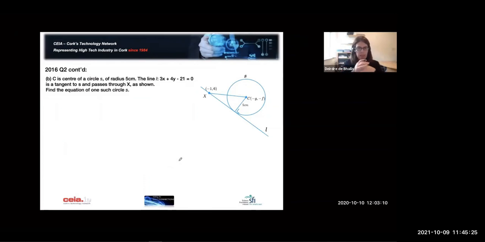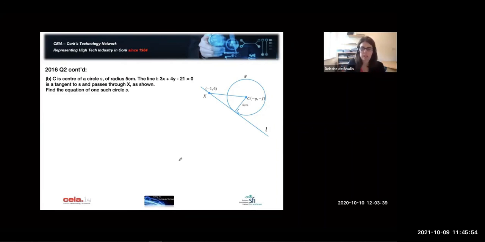So what are they asking for part B? They're saying C is the center of a circle S, and it's got a radius of 5 centimeters. They've introduced the line L here, and they're telling us that it has the equation 3x + 4y - 21 = 0. And it's a tangent to S, and it passes through X as shown.